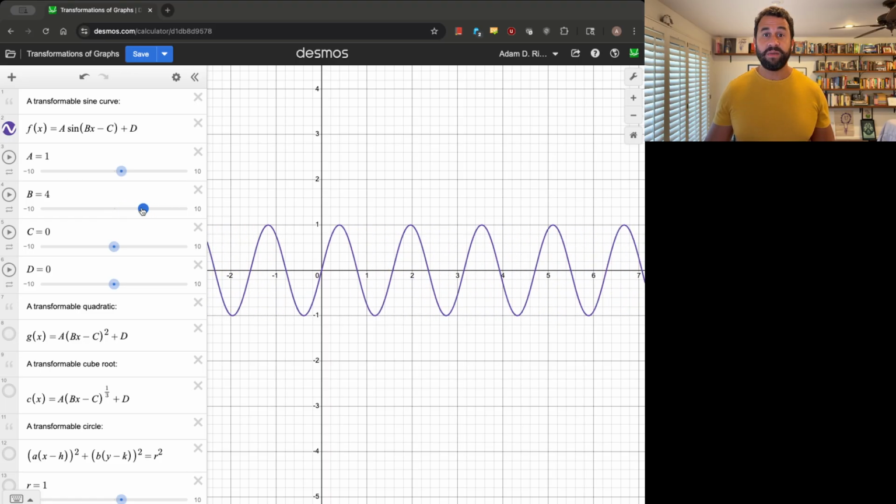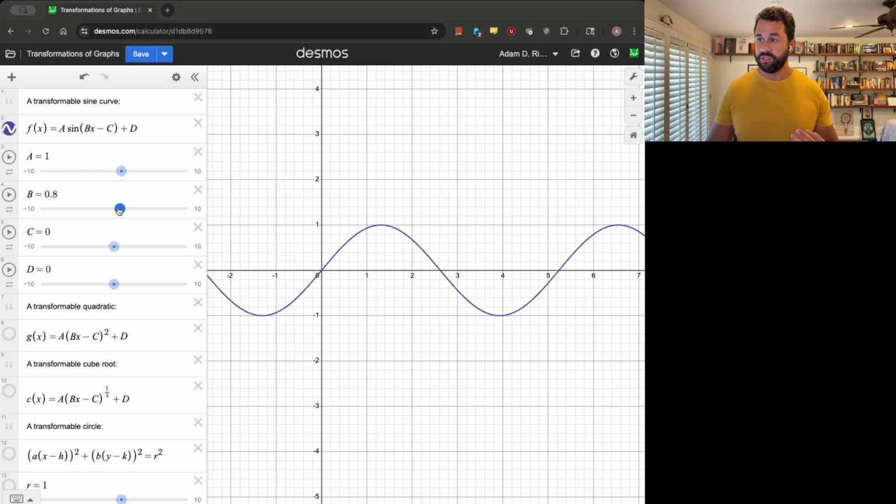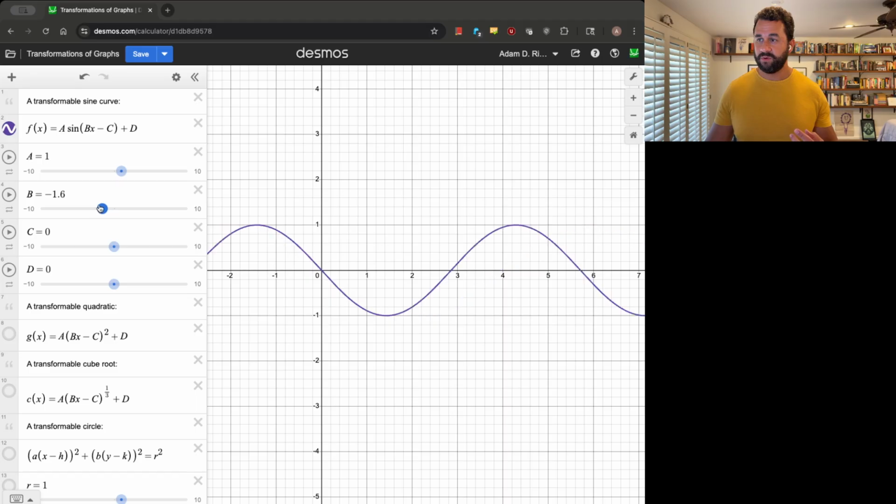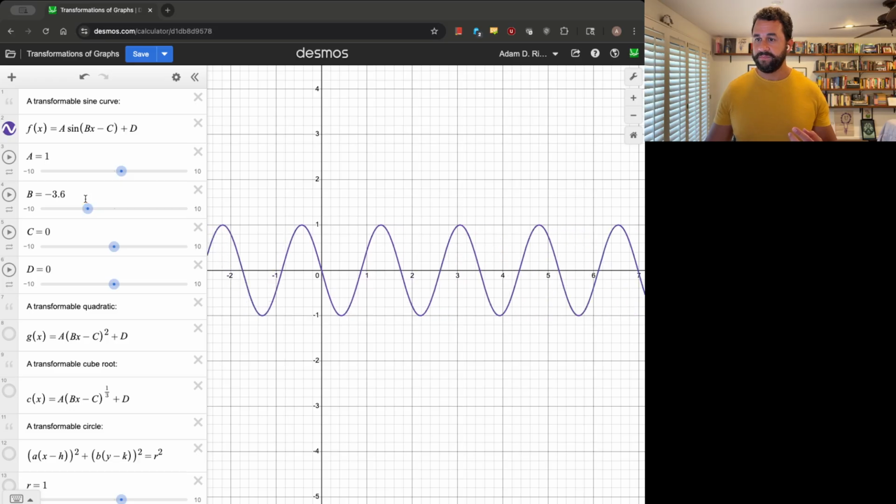right? Now, if B is negative, we get a horizontal reflection. Here we go. Zoop. There it is. Zoop. Horizontal reflection. There you go. And then you can combine all of these things. You could do all of these different kinds of things. Vertical stretch, horizontal stretch, or compression. I should say scaling. Vertical scaling, horizontal scaling, horizontal translation, vertical translation. Like you can mix all these things together.